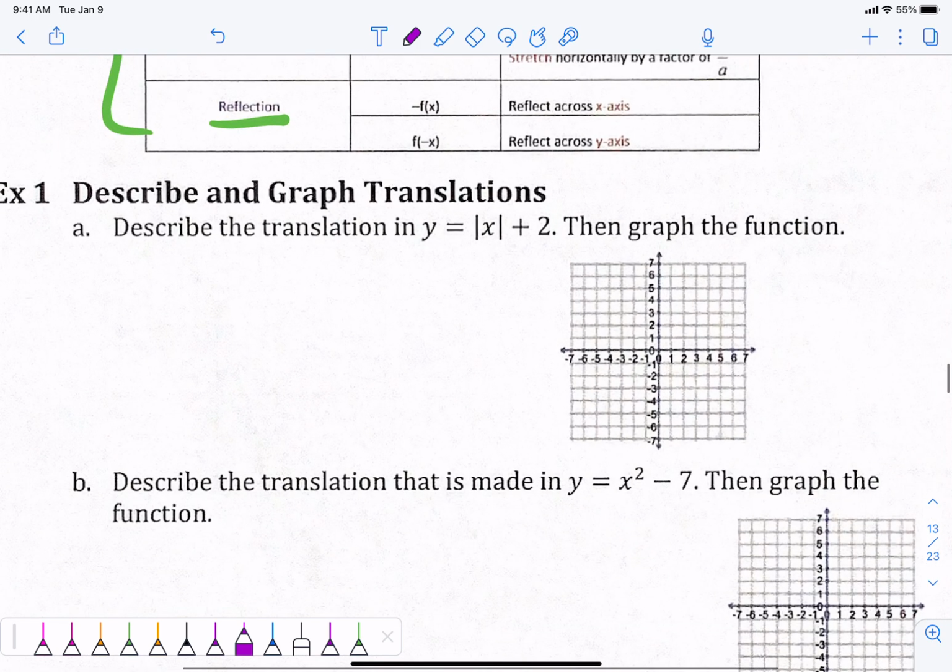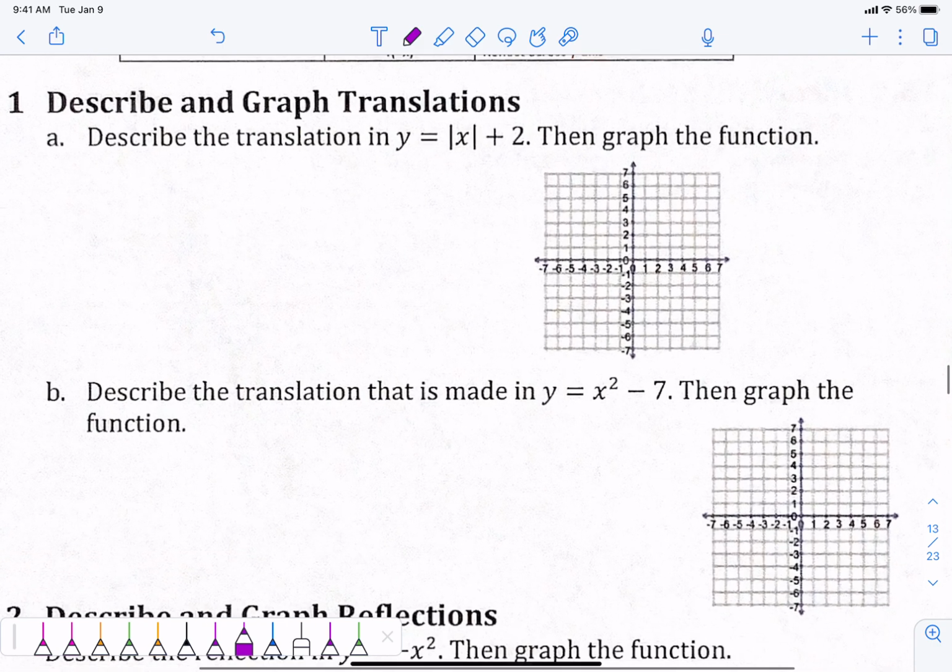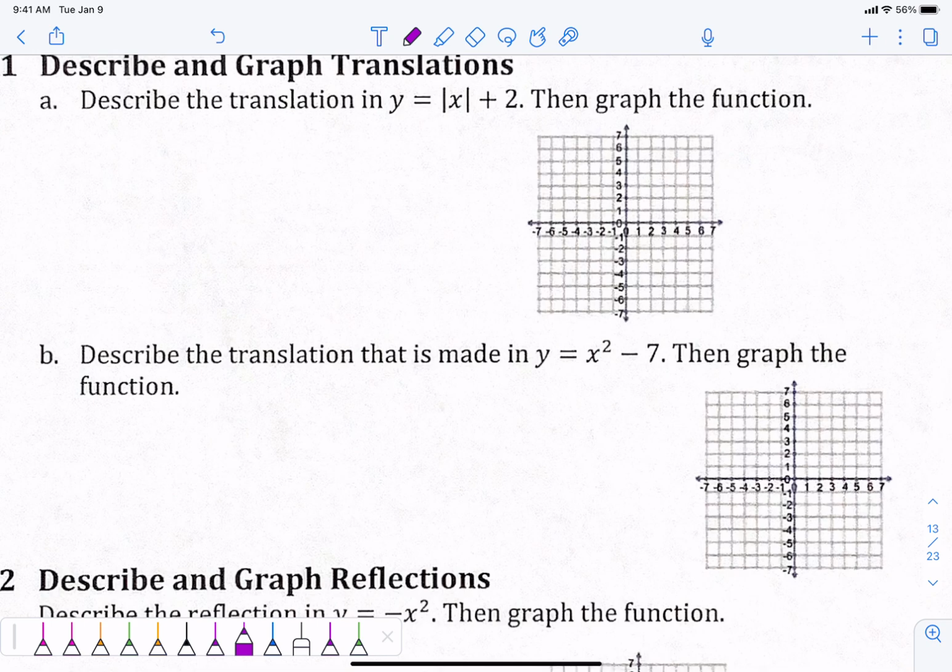Example 1. This is how I want you to tackle each one of these problems, and the ones on your homework assignment are similar to this. It's a very short homework assignment. That's not short, but it takes not very much time at all. Describe the transformation. Y equals the absolute value of x plus 2.